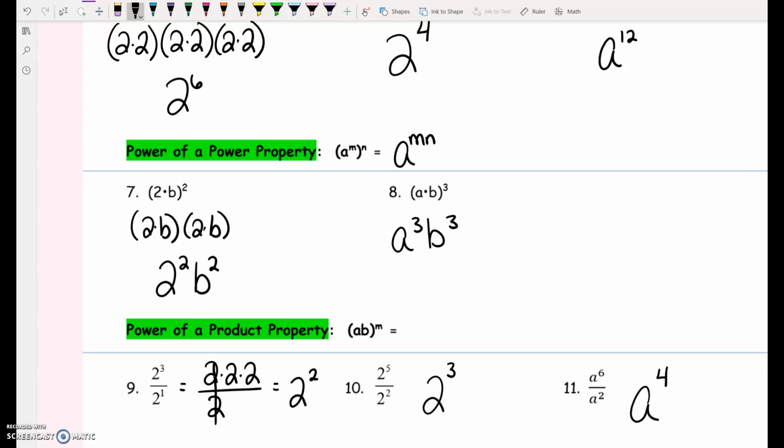Now, combining that last property with this property, what if we have a squared times b, the whole thing raised to the third? a to the sixth, b to the third. Okay.